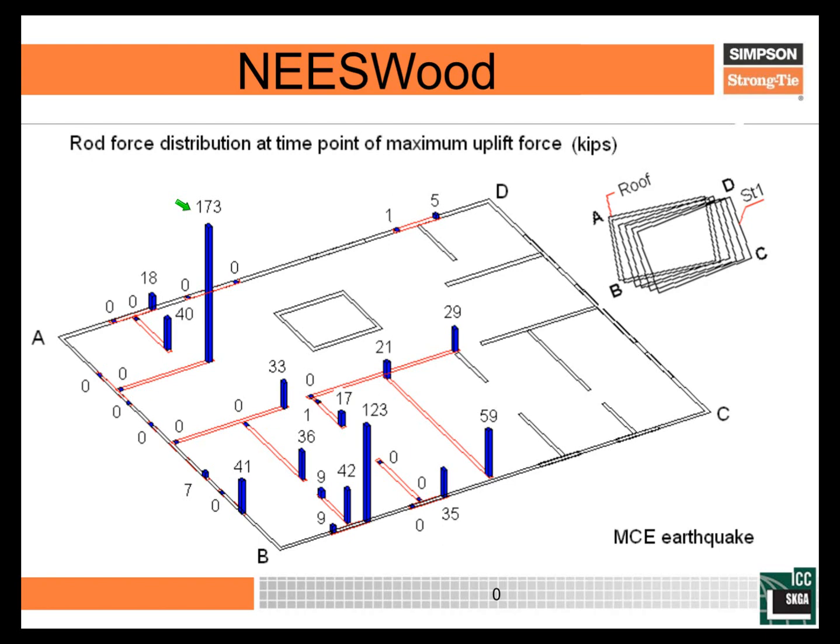Now interestingly, if we go over here to the exterior, we see 123 kips of tension. Now this was peak demand. So that 123 kips is close to the 138 kips that we were talking about a few minutes ago.